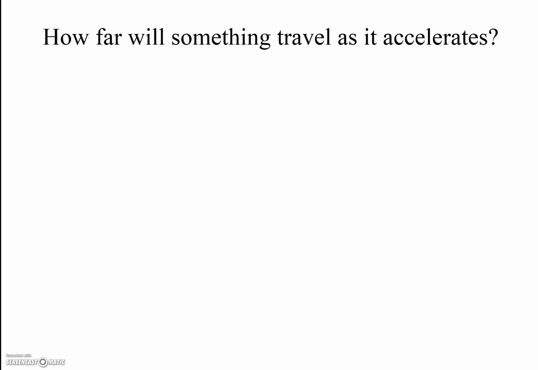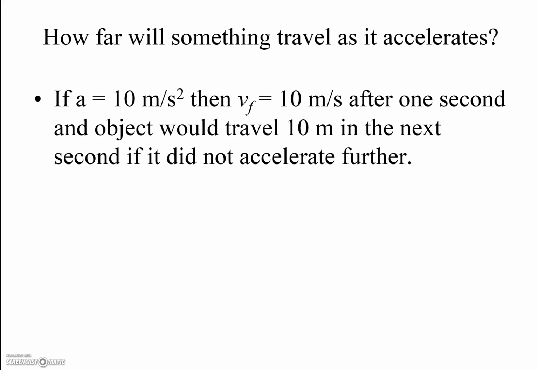How far will something travel as it accelerates? So let's think about this for a second. If we have a car and it's accelerating at 10 meters per second squared, that means that every second it's going to be going 10 meters per second faster. If it's starting from rest, its final velocity after 1 second would be 10 meters per second, which means it will travel 10 meters every second after that time if it doesn't accelerate any further.